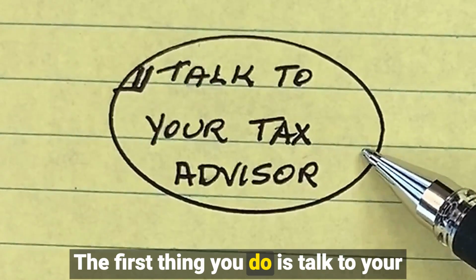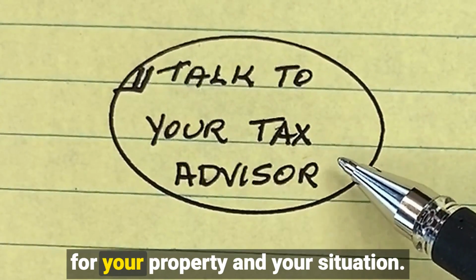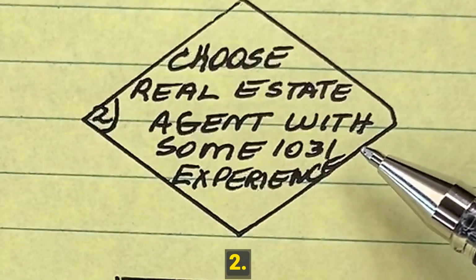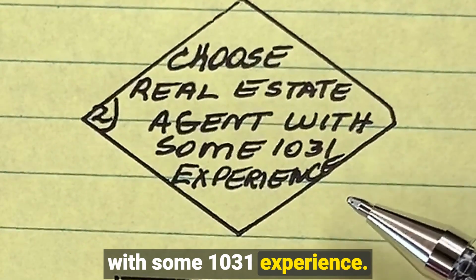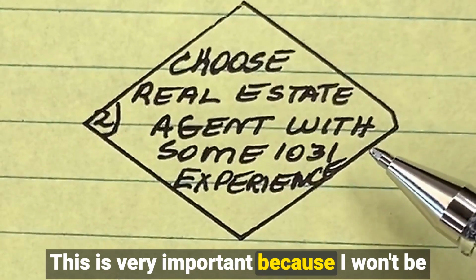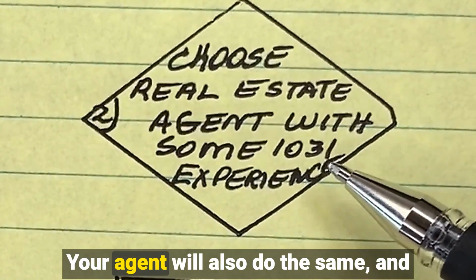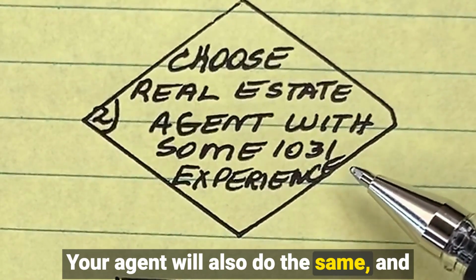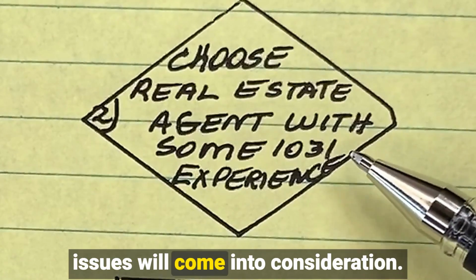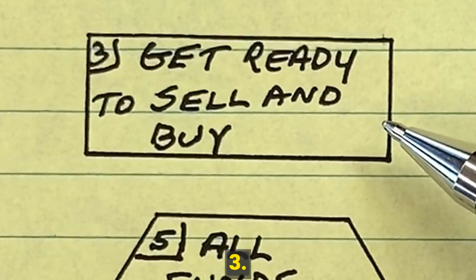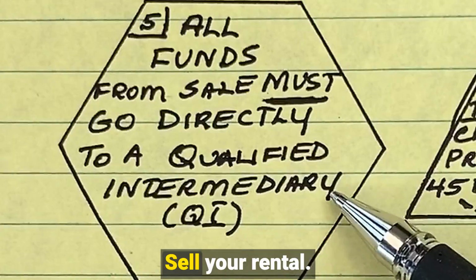So how do you do a 1031 exchange? The first thing you do is talk to your tax advisor to see if it's appropriate for your property and your situation. Number 2, choose a real estate agent with some 1031 experience. This is very important because I won't be the only person monitoring your exchange. Your agent will also do the same. And maybe the timetables, maybe other issues will come into consideration. Number 3, get ready to sell and buy. Number 4, sell your rental.